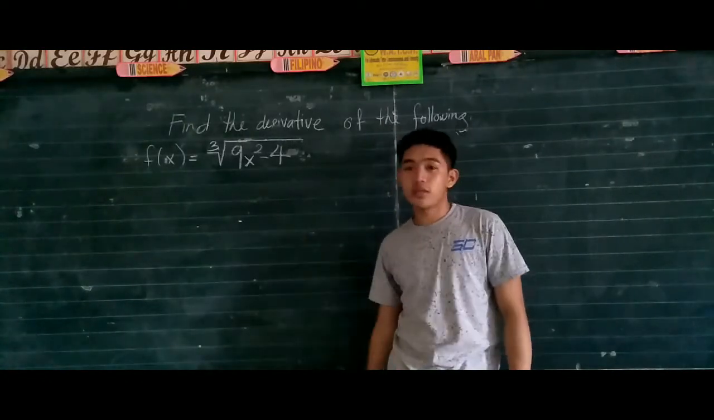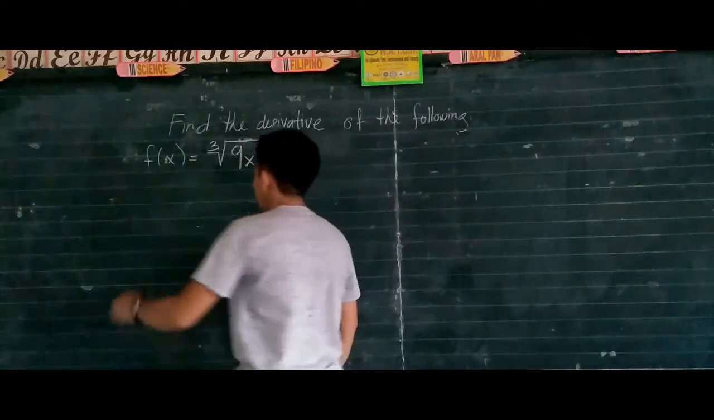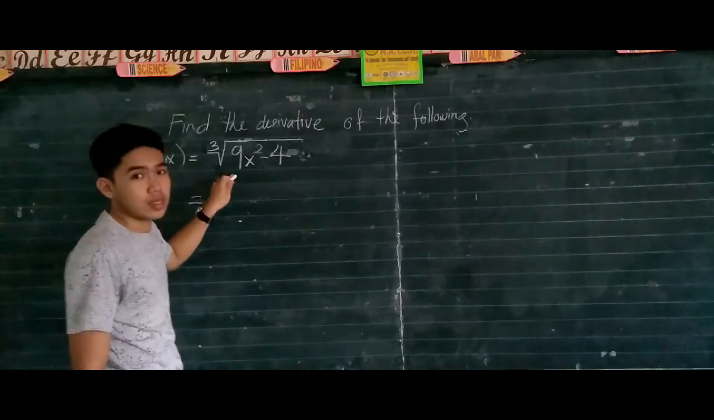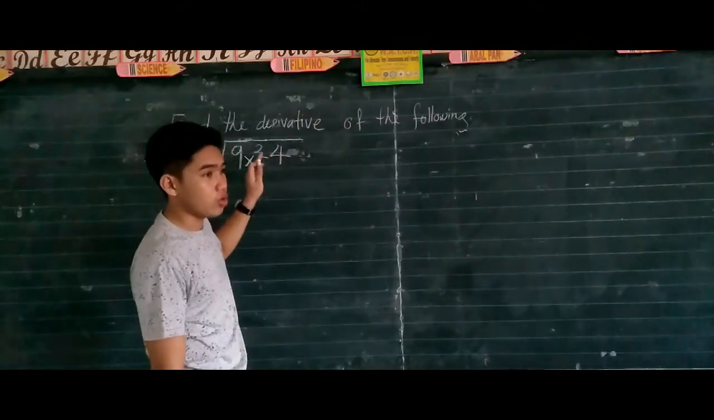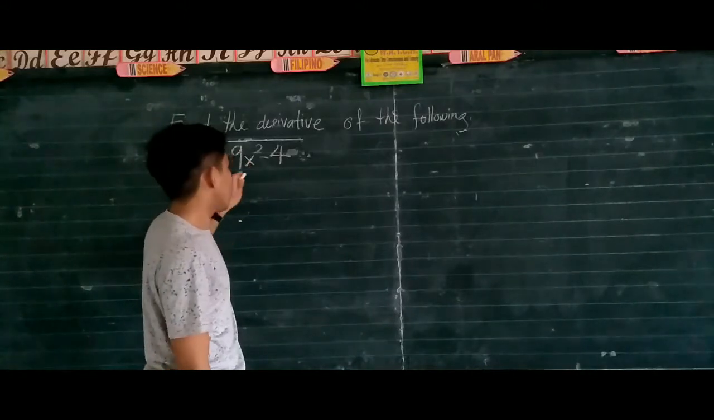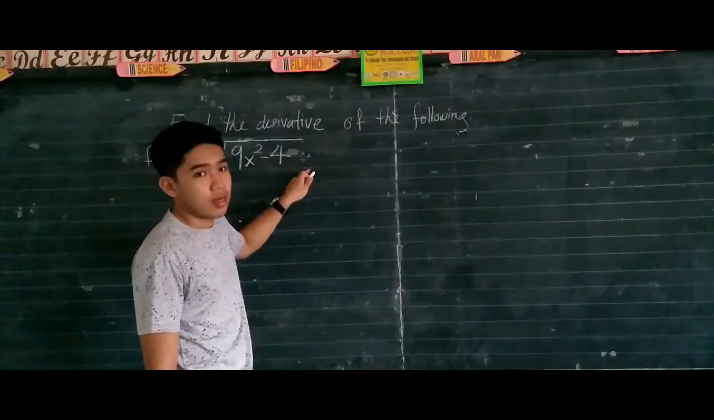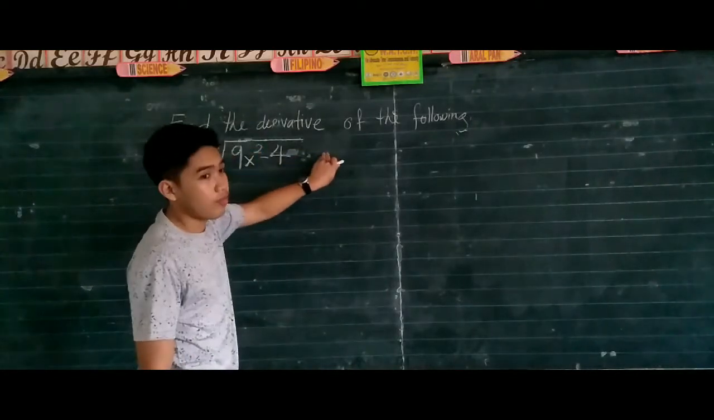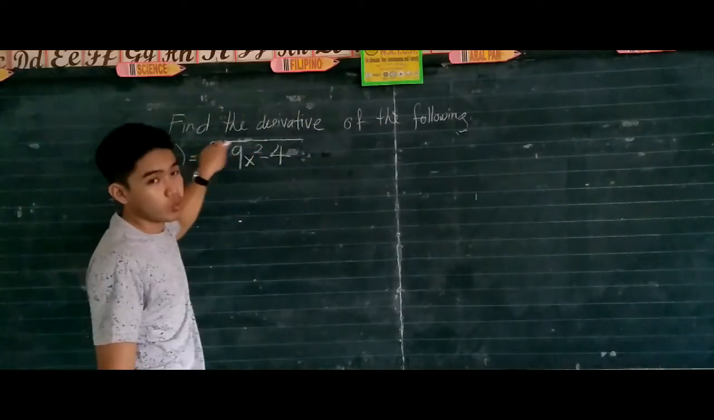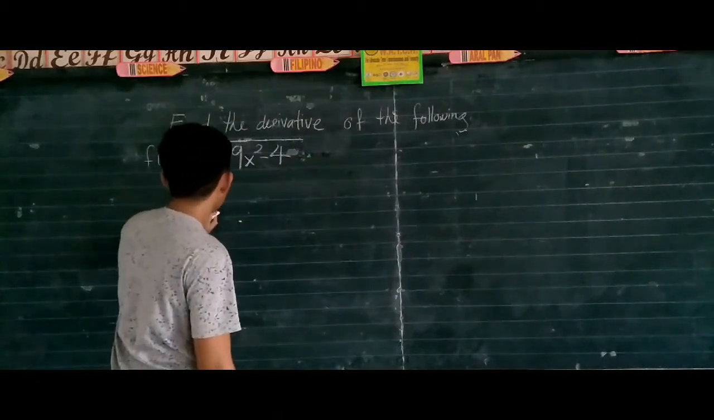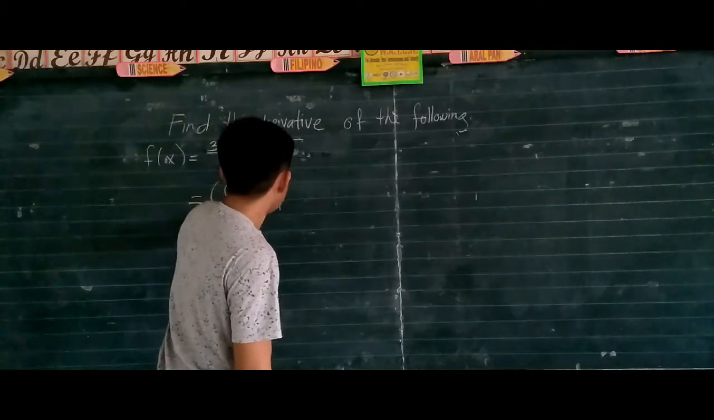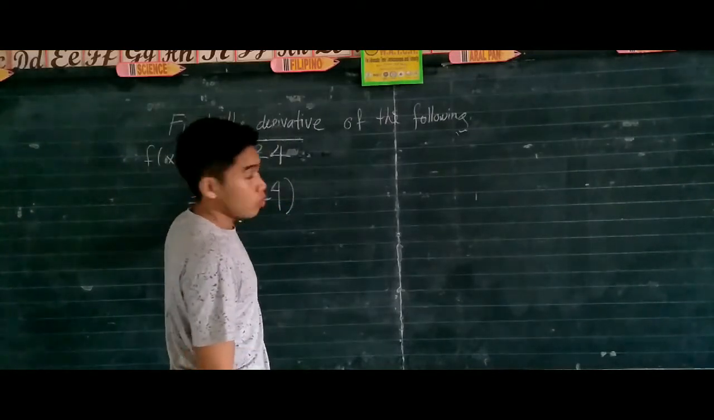So we have here the next example. So this kind of example, we can see that there is a radical sign. So in order to change the radical sign, you have to put in mind that radical sign is always equals to 1/2. And since it is 1/2, then we have 3 over here, so it will become 1/3. So we have 9x squared minus 4, 1/3.